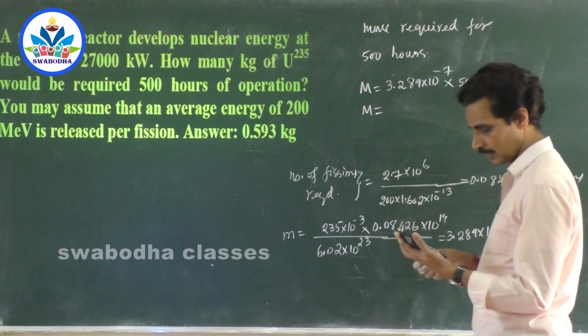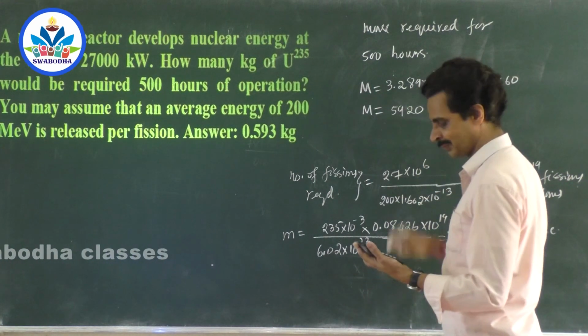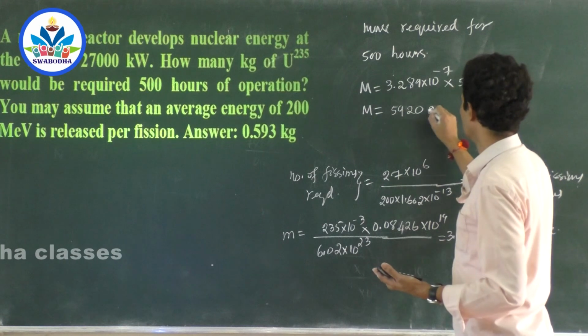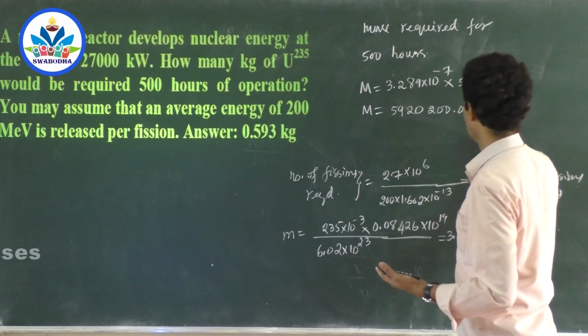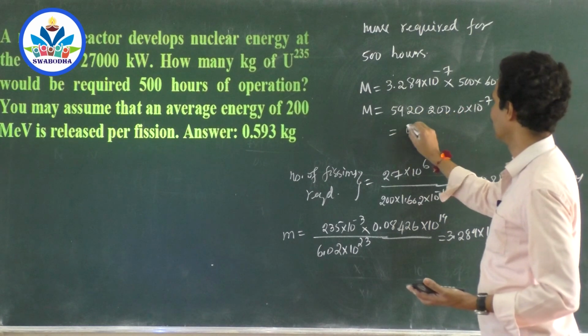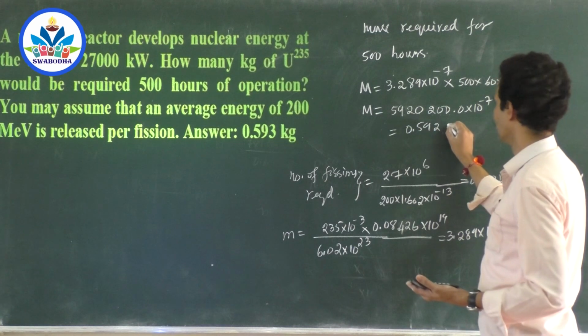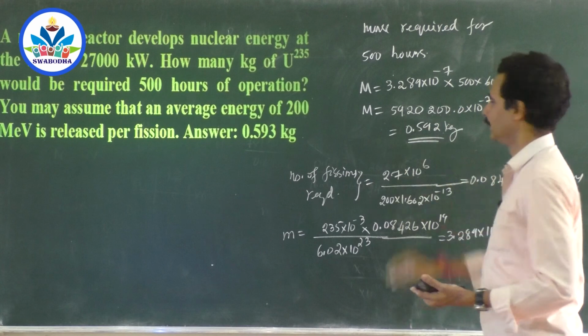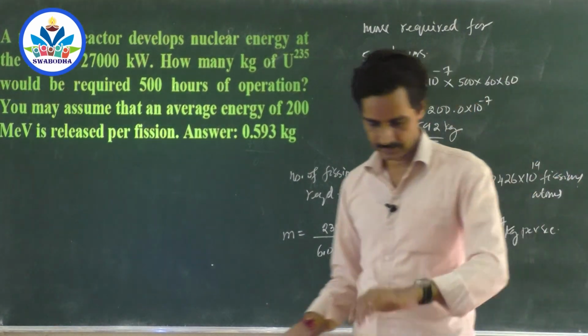You have so many zeros. 5920.0 into 10 to the power minus 7. So it comes to exactly 0.592 kg, of course, that is 3 gram, kg, yes. That is the answer. So for the same type of problem, just for revision, I got it here.